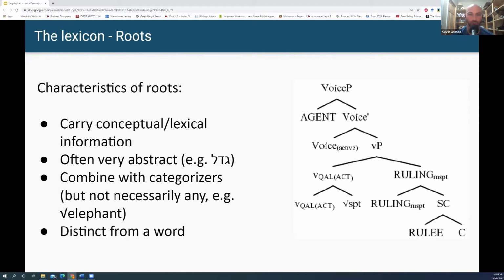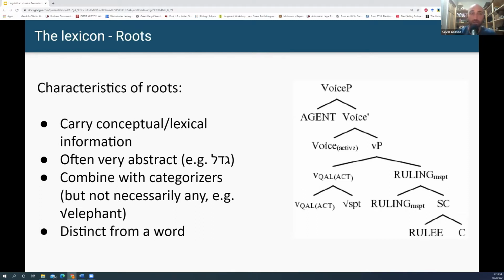So we talked about this a little bit with Malka. I think like the dog ran into the room or something. Where the, right? The is giving grammatical information, logical information, and dog is carrying conceptual content there. So roots are often very abstract. So I have this root here, Gimel Dalet Lamed. You can form all kinds of words with this root in Hebrew. And they all have to do something with big, right? Bigness or size.